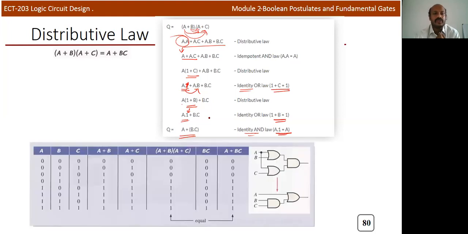The same thing I can prove using a truth table also. Write A, B, C values, enumerate 8 combinations, and find A plus B and A plus C. Then find A plus B into A plus C, which is an AND operation you need to perform using these two values. And you can also calculate A plus BC, for which I require BC. Now I can compare these two tables, and you can see that these two tables are equal. And in logic circuits, the 3 gates become 2 gates. This is the distributive law.